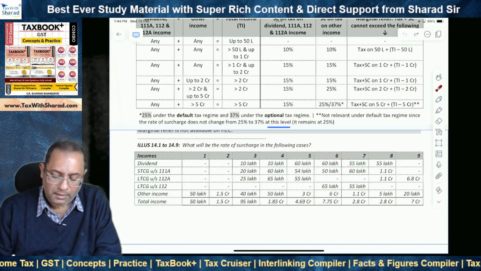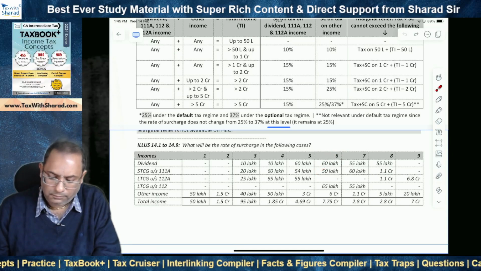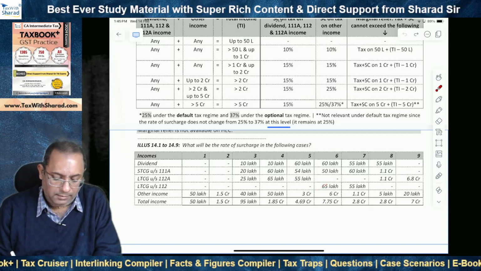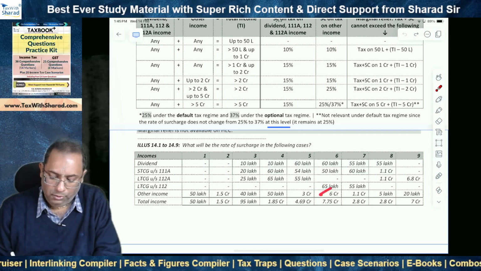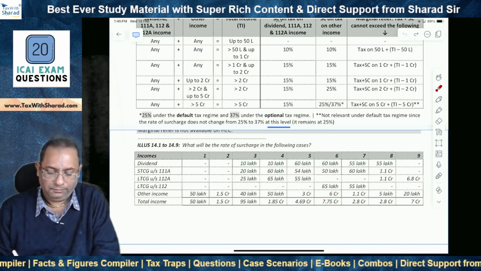Number 6. Dividend 60 lakh, 111A 50 lakh, 112 65 lakh. The other income is 6 crore and total income therefore is 7.75 crore.